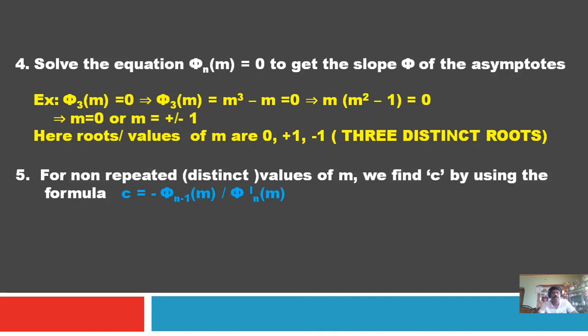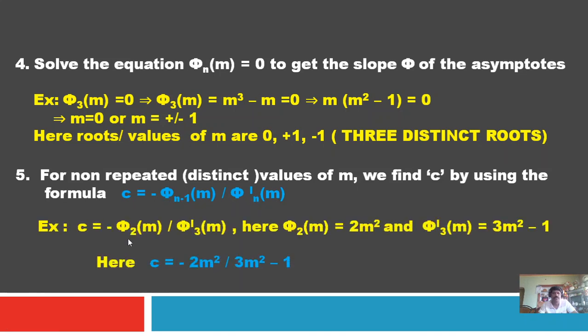If the values of m are non-repeated, we have to find the value of c by using the formula c equals minus phi n minus 1 of m divided by phi n dash of m. In our example, the value of n is 3, so phi n minus 1, that is 3 minus 1, is 2. Therefore the value of c equals minus phi 2 of m divided by phi 3 dash of m.